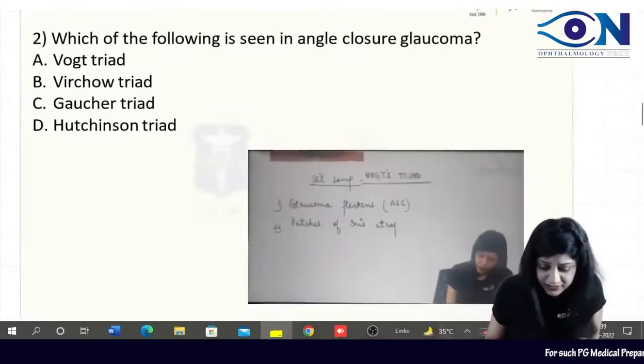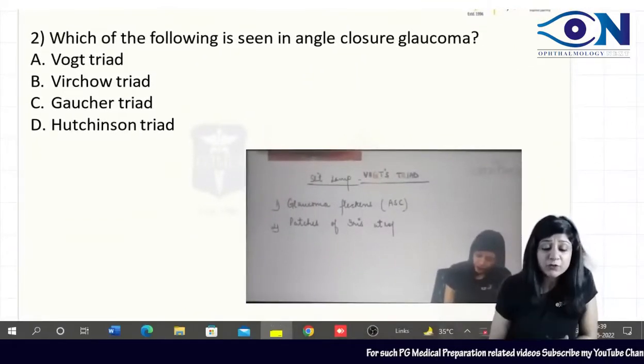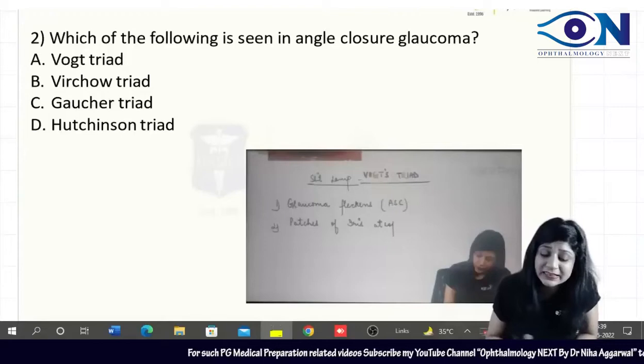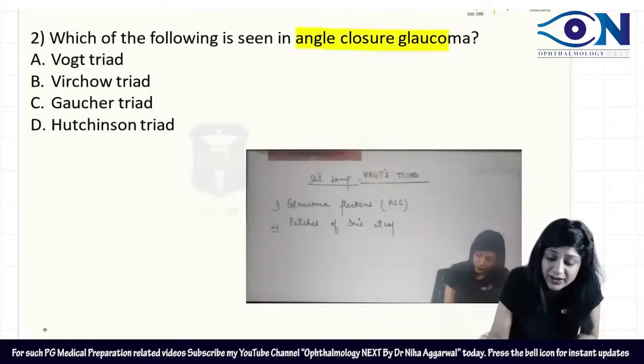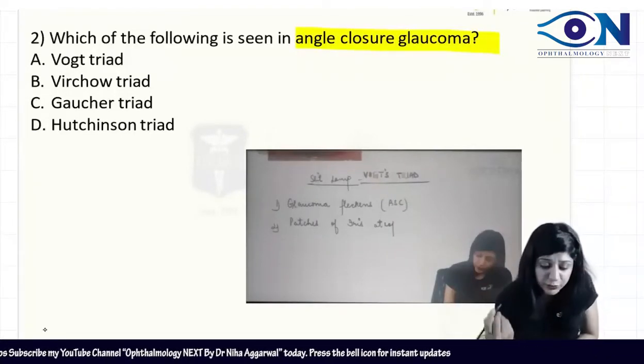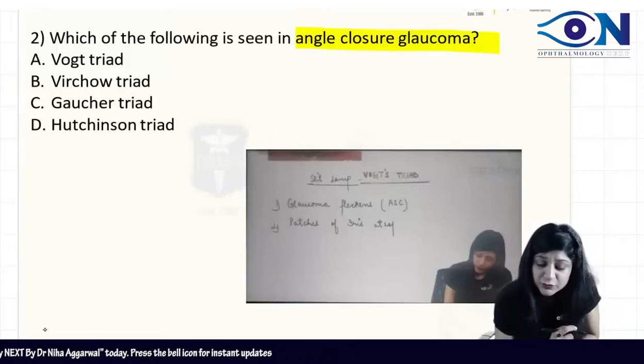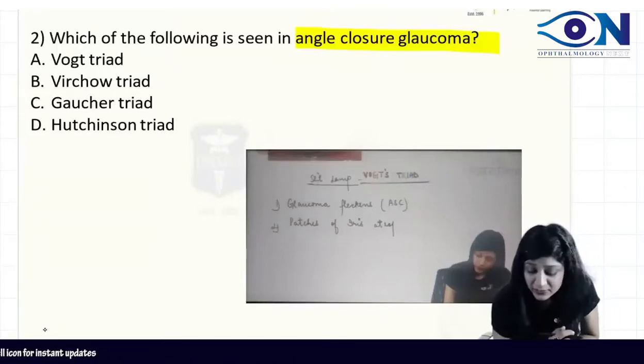So this is again, I think, a very good straightforward question. Which of the following is seen in angle closure glaucoma? Which triad, I think, because all the 4 triads they have given. Which of the following triads is found in angle closure glaucoma?